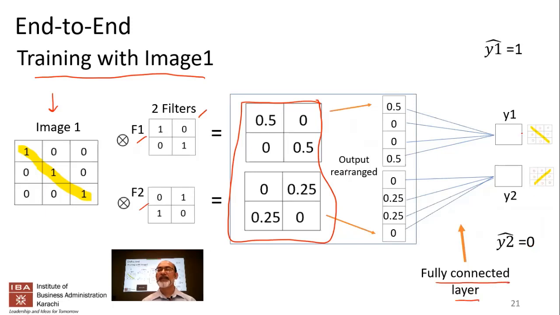Earlier we were simply picking these numbers by using max pooling. Let's forget about max pooling for a while, and now use a fully connected layer. What is a fully connected layer? It basically means that, remember, these are all the outputs of neurons.